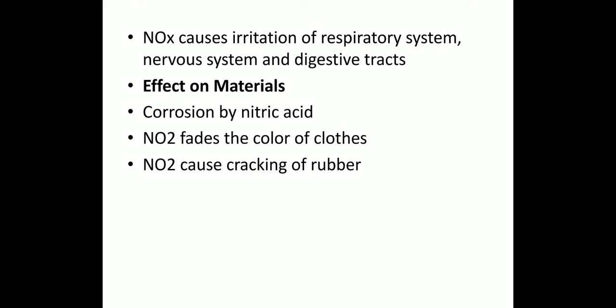First is corrosion by nitric acid. Nitric acid causes corrosion to metal surfaces. Nitrogen dioxide fades the color of clothes. Means we can see decoloration of clothes by the effect of nitrogen dioxide and different forms of oxides of nitrogen. Nitrogen dioxide causes cracking of rubber. So this is how the oxides of nitrogen affect materials.